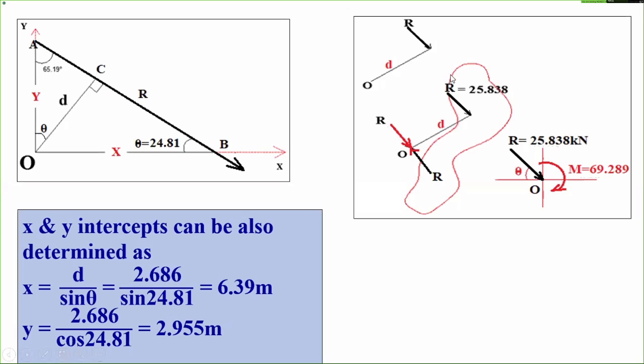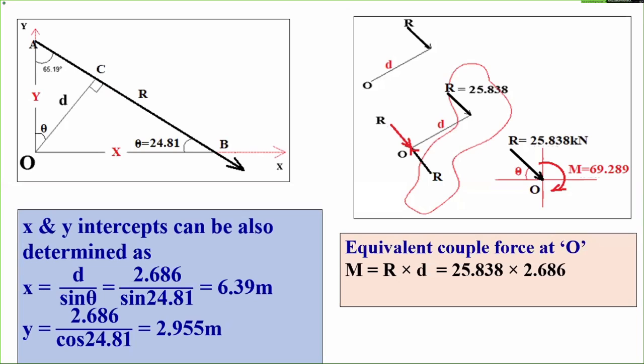So what will happen now? Concentrate on these two black color forces R. This is R, this is R. The distance between them is D. And they are going to form a couple here, definitely. What is a couple? If two unlike parallel forces are acting in the system, they form a couple. So this force R and this force R in the second figure are going to form a couple, and that couple magnitude will be the product of the force and perpendicular distance. So the perpendicular distance is what? 25.838, and it is written over in the last.